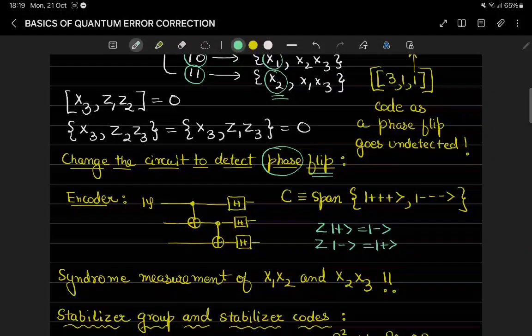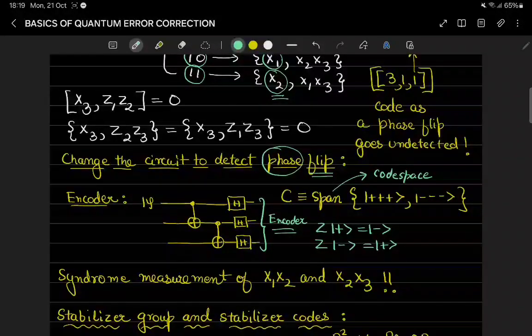So what we do is we modify, or rotate, our code space to this particular space here. This is our code space, and this code space is obtained by an encoding circuit, an encoder of this form. This is the encoder, and so this is the state, and the idea is now how we will detect the errors.